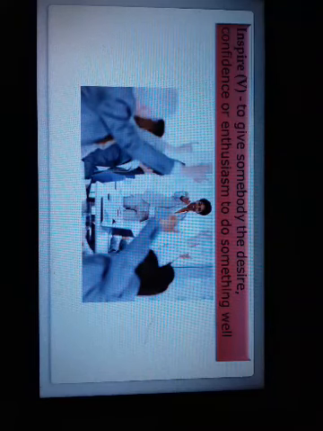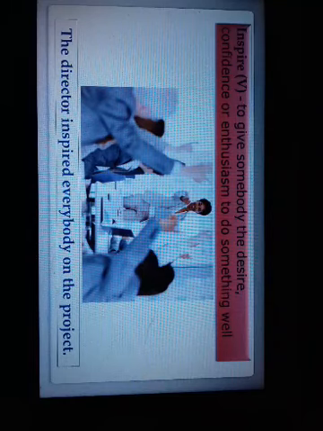So it's meaning to give somebody the desire, confidence, or enthusiasm to do something well. The students, we see here in the picture a young lady delivering a speech, and at the same time she inspired the meeting. And so let's see the sentence. The director inspired everybody on the project.